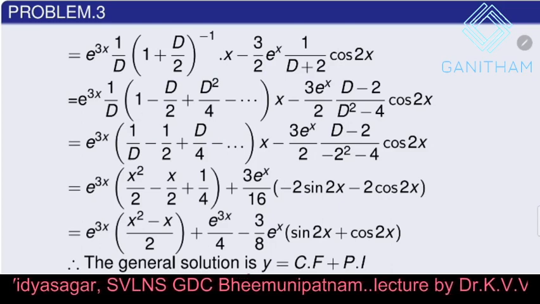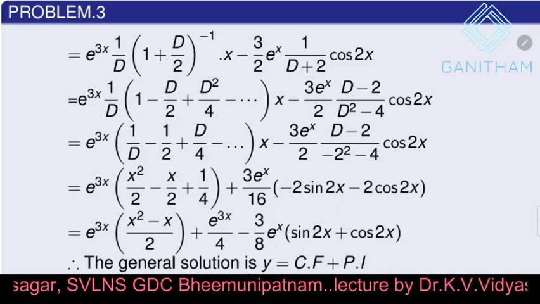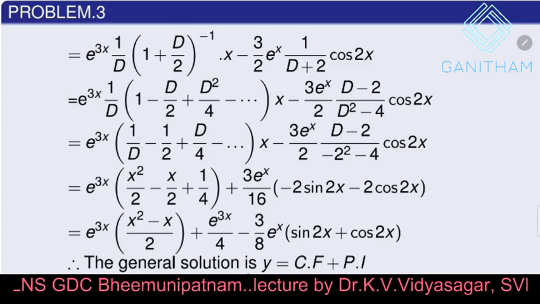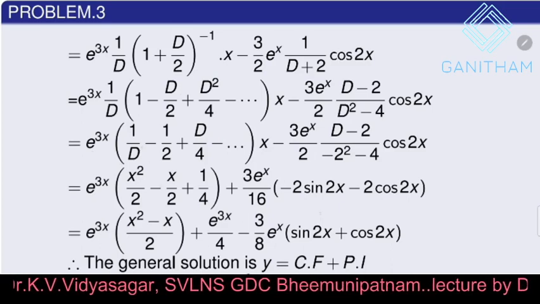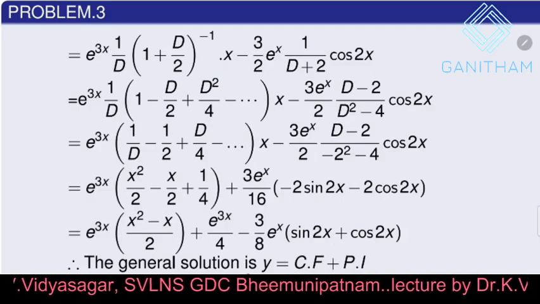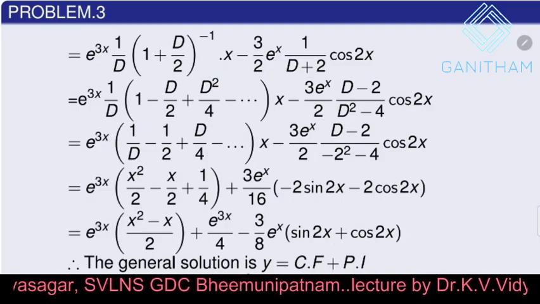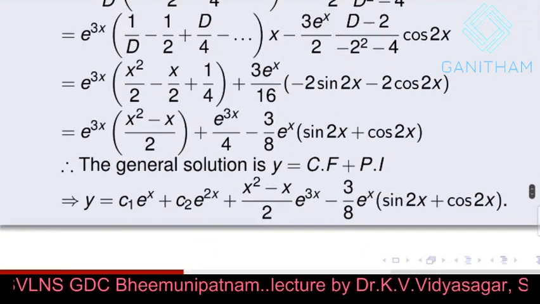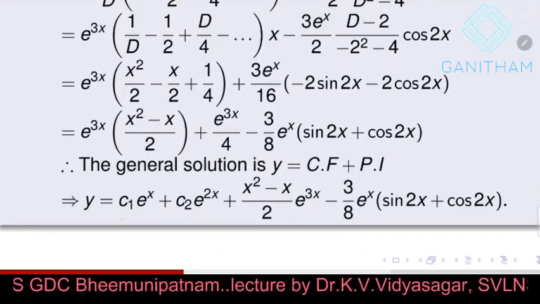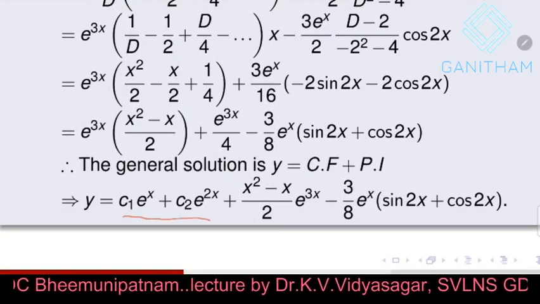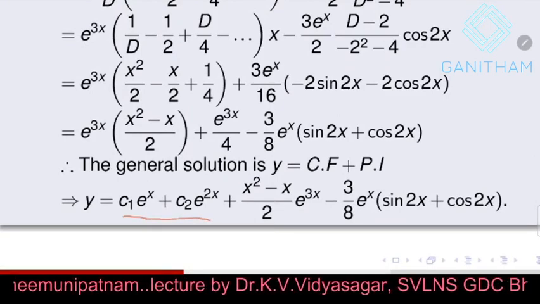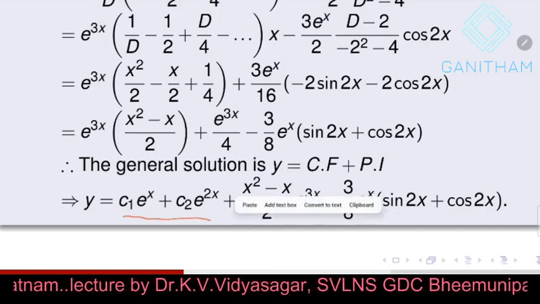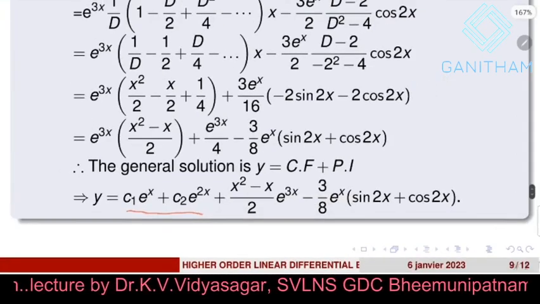So e to the power 3x into 1 by d minus 1 by 2 d plus 4 and so on. So integration of x is x square by 2, e to the power of x into sin 2x plus cos 2x. Now the general solution is complementary function plus particular integral. Complementary function value is c1 e to the power of x plus c2 e to the power of x, and the particular integral value is x square minus x by 2 into e to the power 3x minus 3 by 8 into e to the power of x into sin 2x plus cos 2x.